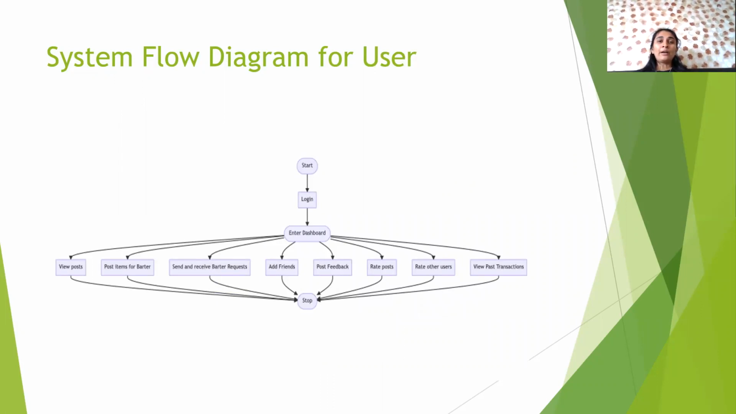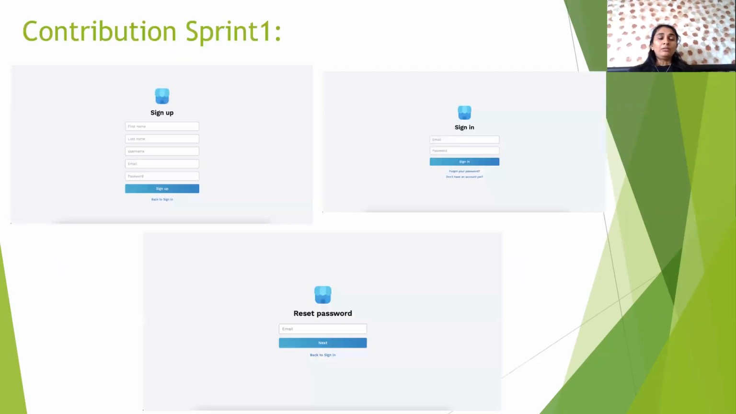This flow diagram is a convenient way for the client to see and understand what activities were performed by the users. And these are our user stories. Next is my contribution in sprint 1. I put some screenshots for sprint 1. I did the design for the sign up page, sign in page, and reset password.